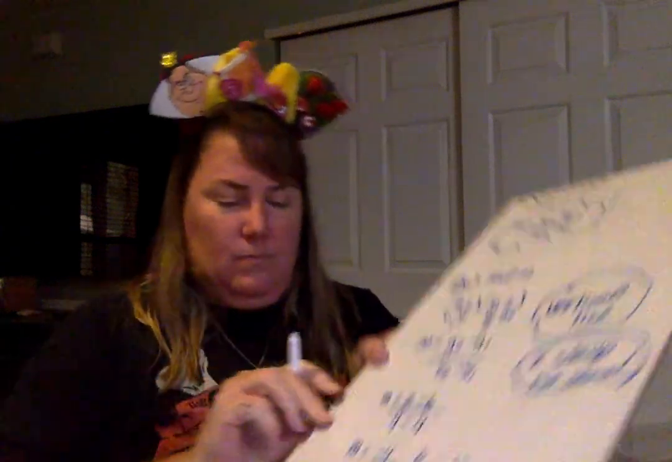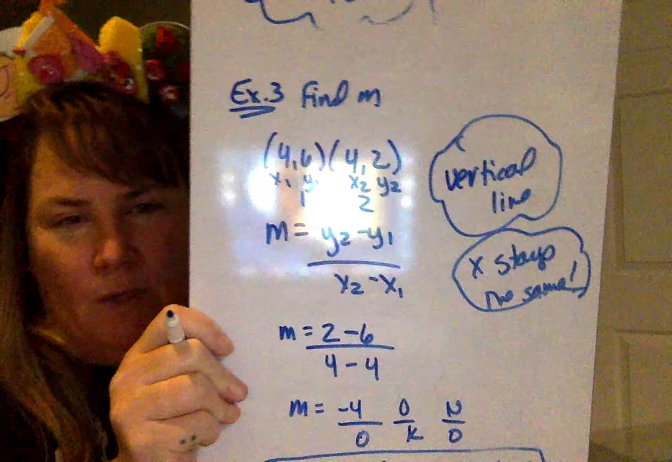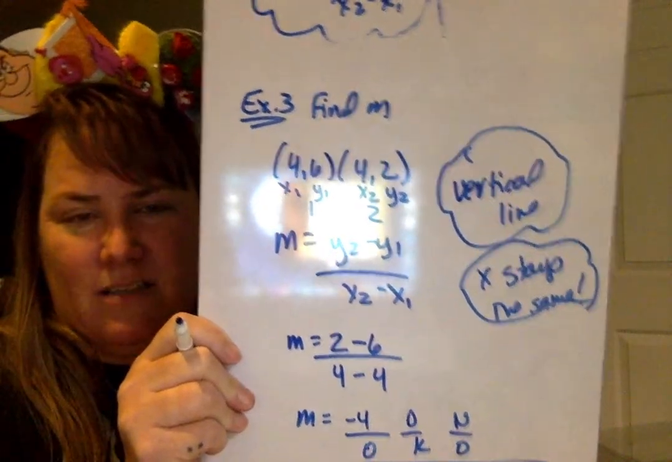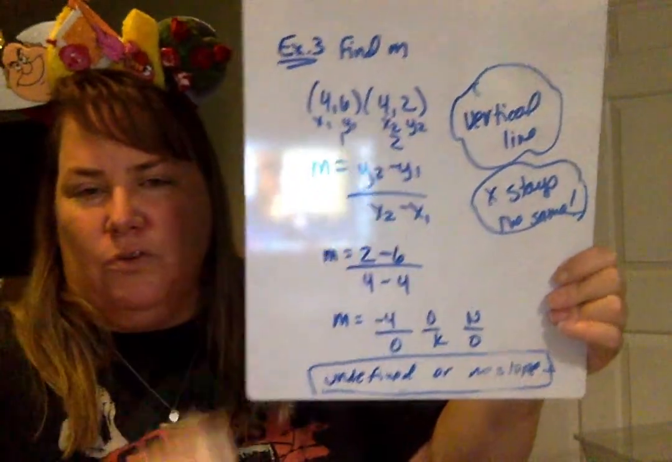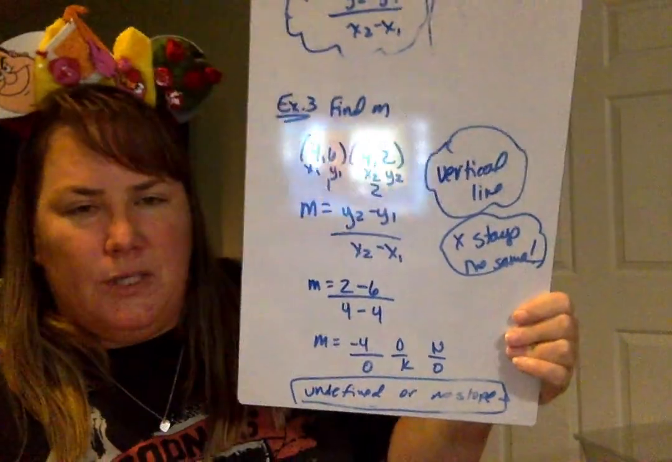Okay. So this is going to be a vertical line. And x stays the same. Two little quick notes right there. Vertical line and x stays the same. You do the work exactly the same as you would with just any other 2 points.